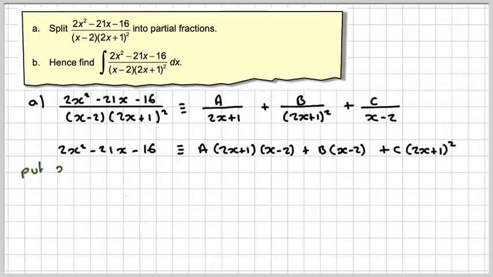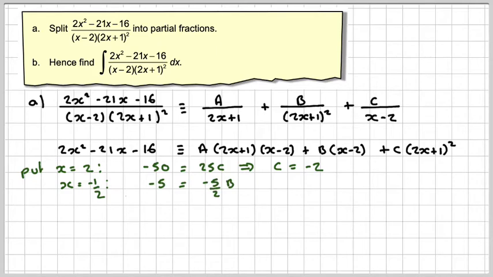And then what we can do is put x equal to 2, because that will make that 0 and that 0, and that will give me the C. If I put 2 in here, I'm going to get minus 50, and if I put 2 in here, I'm going to get 25C. Therefore, C is going to be minus 2. And then the next thing I'm going to do is put x equal to minus a half, which will make that 0 and that 0. And therefore, we're going to get minus 5 equals minus a half minus 2, which is minus 5 over 2 B. And therefore B would have to be equal to 2.